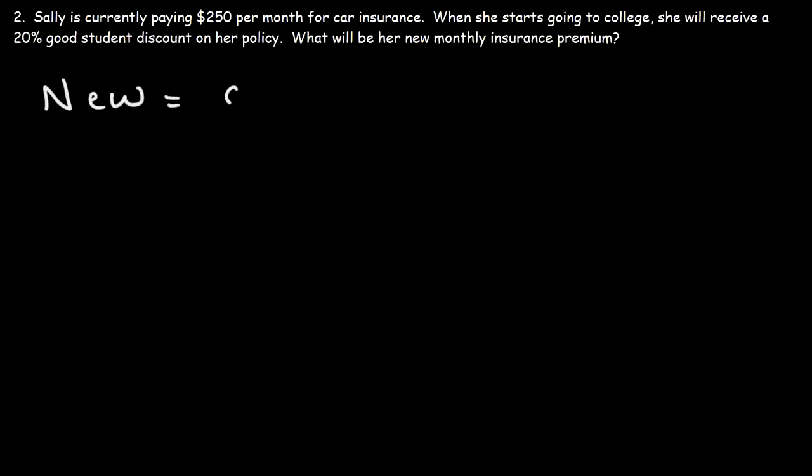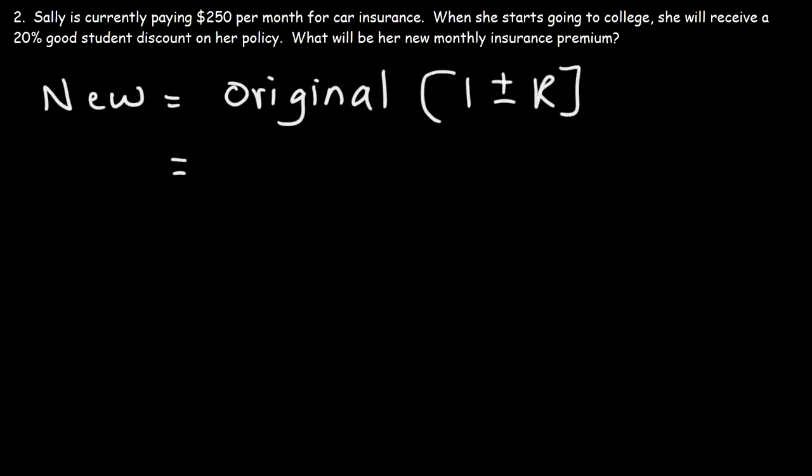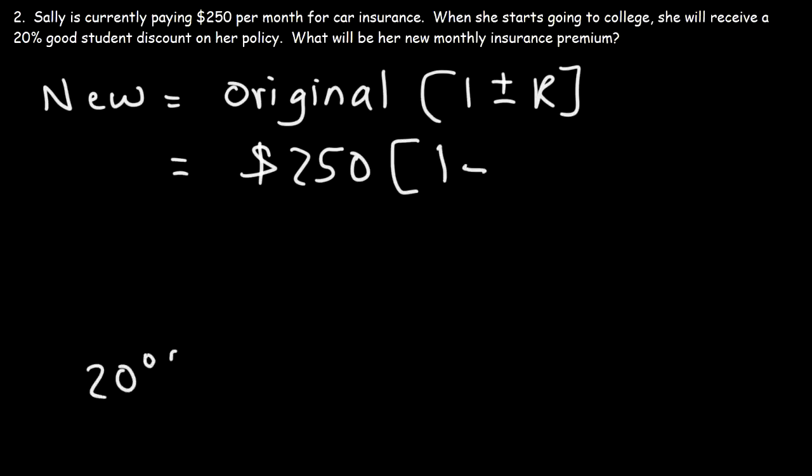So the new price is equal to the original price multiplied by 1 plus or minus r. So the original price, her insurance premium, is $250 per month. Now she's going to receive a discount. So should we use positive r or negative r? We're going to use negative r because the premium will decrease after the discount is applied. So it's going to be 1 minus. Now what is 20% as a decimal? 20% is 20 divided by 100, which is basically 0.20 or 0.2.